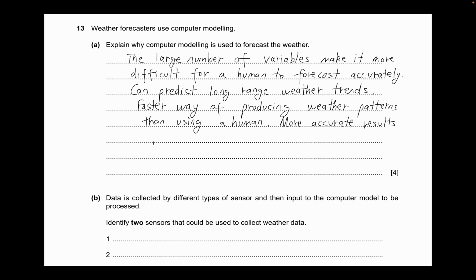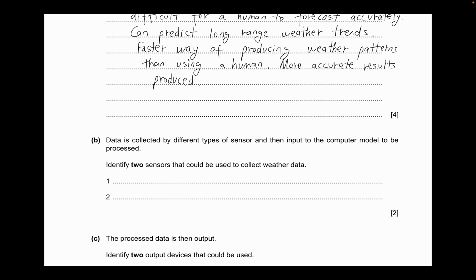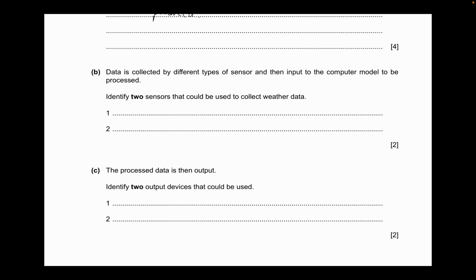So this is, again, 1, 2, 3, 4 points to gain that full 4 marks. You can also mention that it gives residents an early warning of severe weather. You can also mention that it can deal with more complex calculations quicker. I think those are some of the additional points that you guys can mention in that case. Next question.